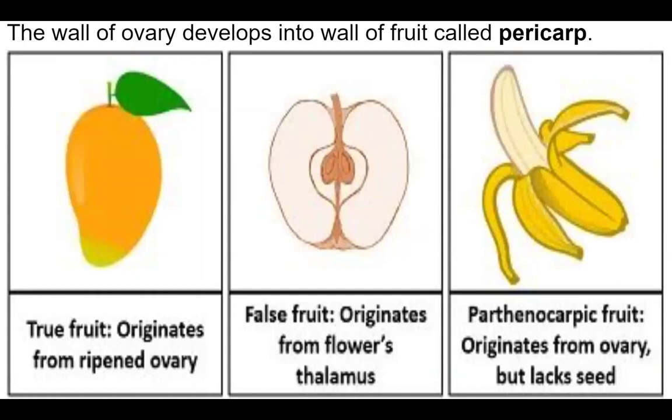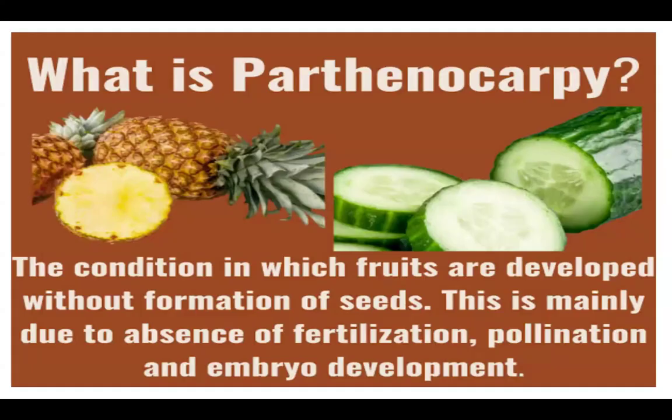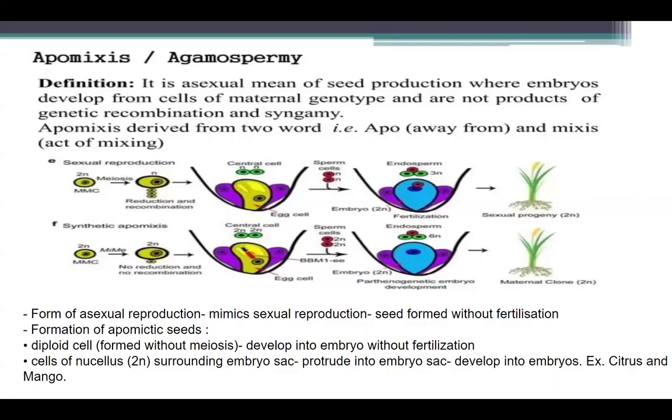We have another, a parthenocarpic fruit, which develops without any fertilization. It is the condition in which fruits are developed without the formation of seeds, mainly due to absence of fertilization, pollination and embryo development. This is where we have parthenocarpy. Mostly, bananas without seeds are parthenocarpic.